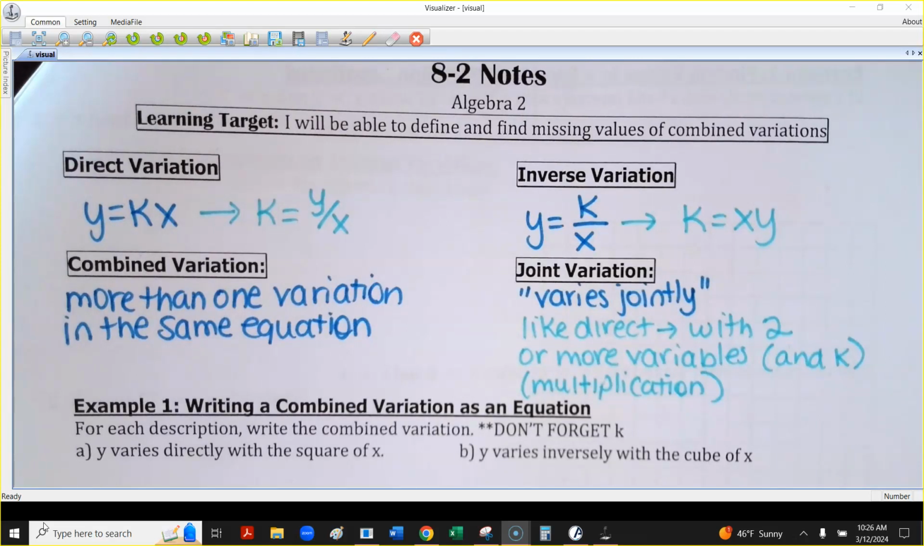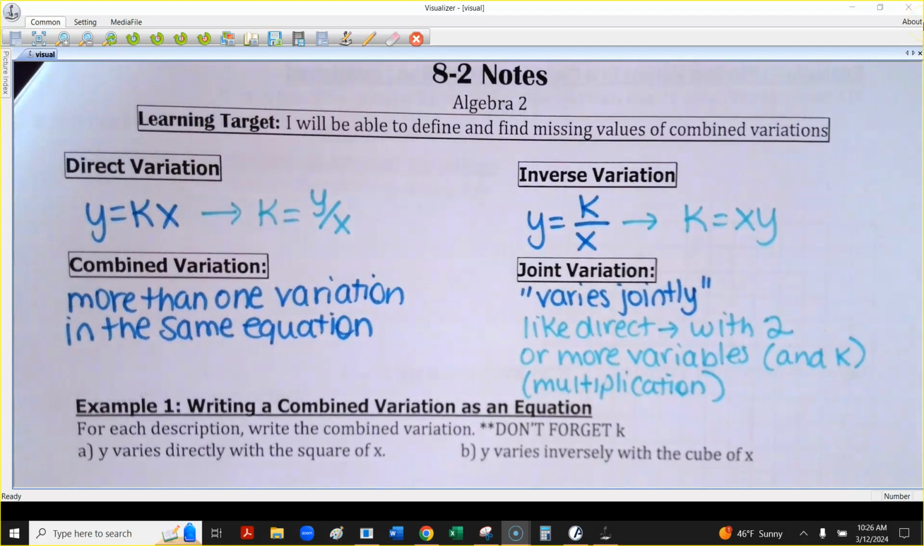Now, what we're going to work on today are called combined variations, but it's basically what it sounds like. It's more than one variation within the same equation. So we'll have, y varies directly with this and inversely with that, or something like that within the same problem. We're going to practice setting those up today.